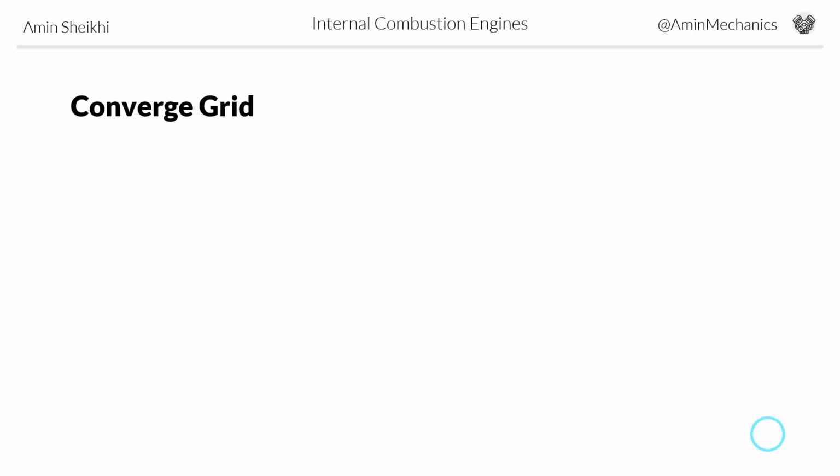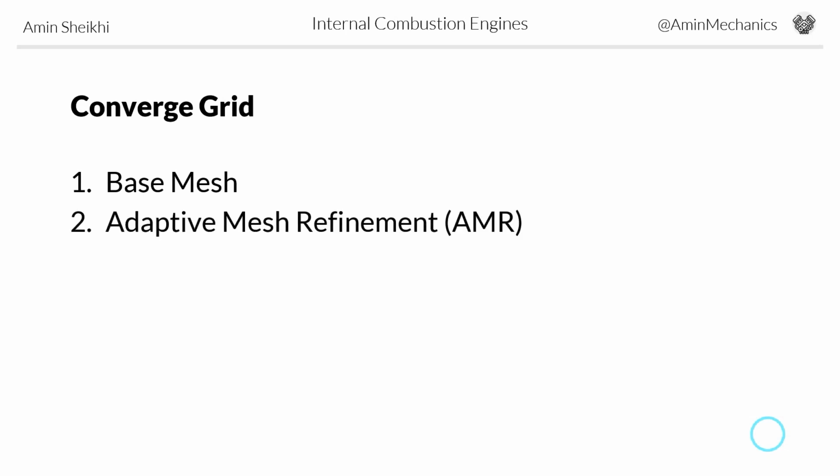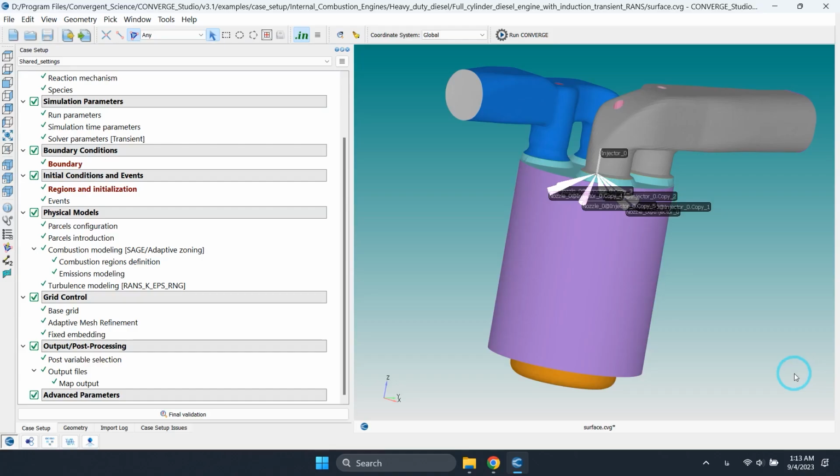Converge has an innovative approach to grid generation in which the grid is automatically generated at runtime. To make this automatic grid generation possible, Converge uses a modified cut cell Cartesian grid generation method. This process allows for complex surface intersections to be represented more easily. Three types of most important meshing options in Converge are the base mesh, adaptive mesh refinement or AMR, and fixed embedding. Let's have a look at these options in Converge.